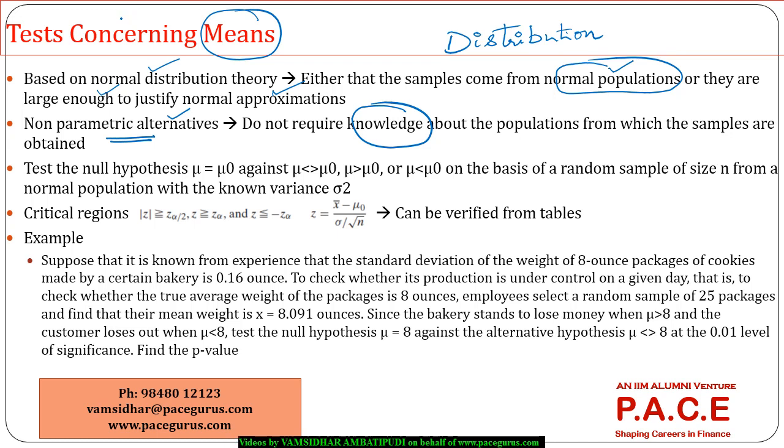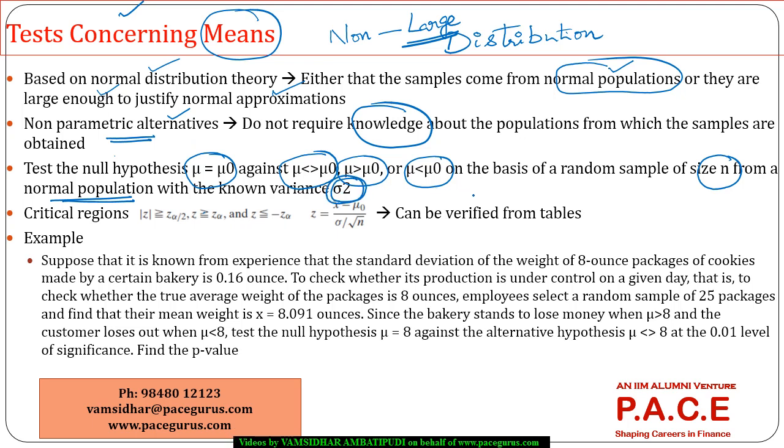When we are talking about the tests regarding the means, I'm testing a null hypothesis mu equal to mu naught, wherein my alternate hypothesis could be a two-tailed test, mu not equal to mu naught, or a one-tailed test where the alternative hypothesis could be either mu greater than mu naught or mu less than mu naught. So I have to specify my null hypothesis and the alternate hypothesis. I have a random sample of size n, and I am assuming it is a normal population. That means either it is directly a normal population, or even if it is from a non-normal population, the size of the sample is large enough that I can approximate it to a normal population. And let's say I know the variance of that population, sigma squared.